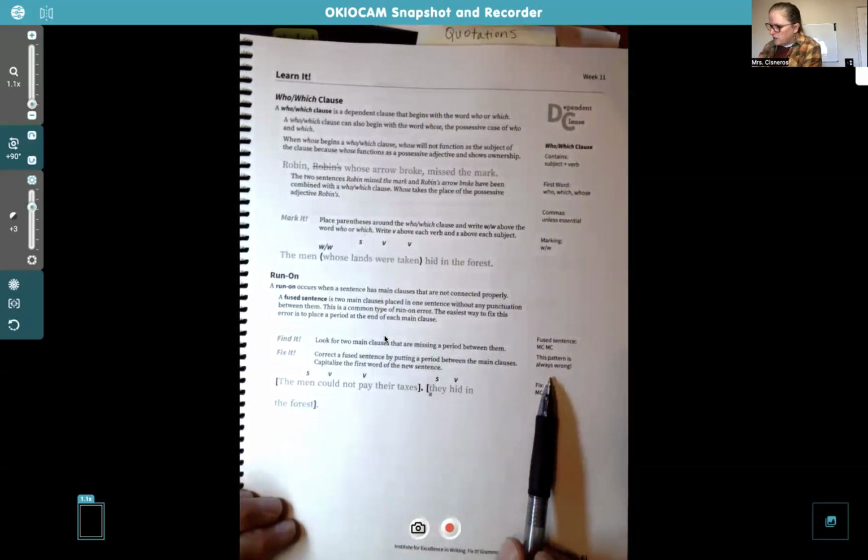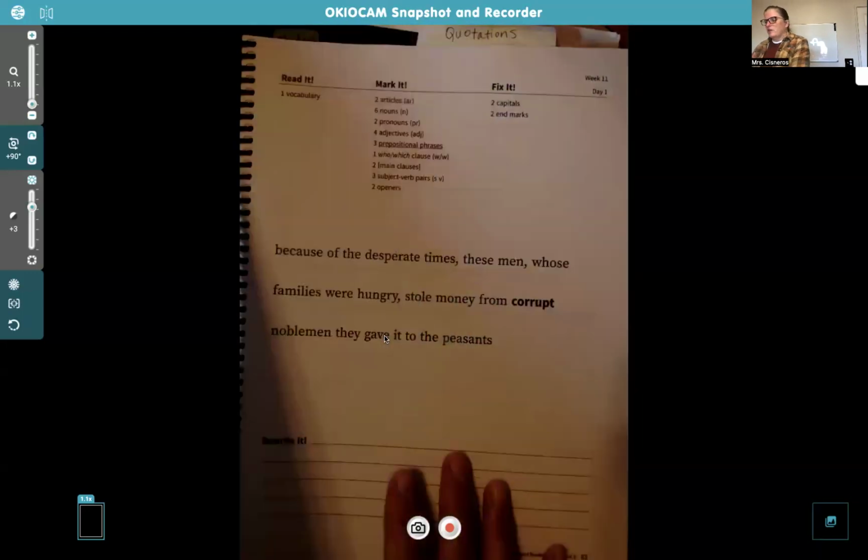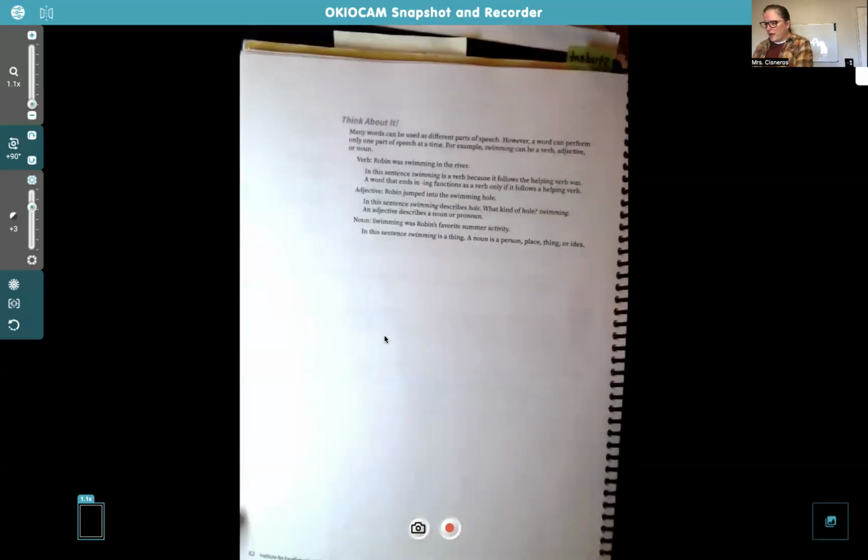On the side, it just tells you how to fix it. MC main clause period. MC main clause period. MC period, MC period. That's it. That's how you're going to fix those. There's a little bit more on the back.